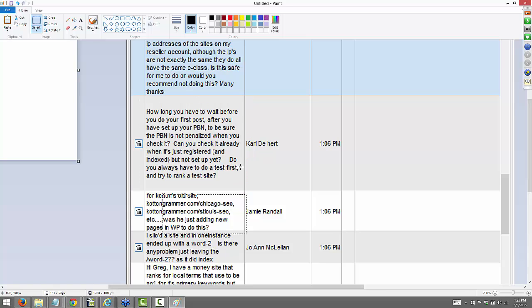Alright, from Jamie. For Cotton's old site, was he just adding new pages in WordPress to do this? Yeah, Jamie. He was just copying the content, changing the city name, and adding new pages.